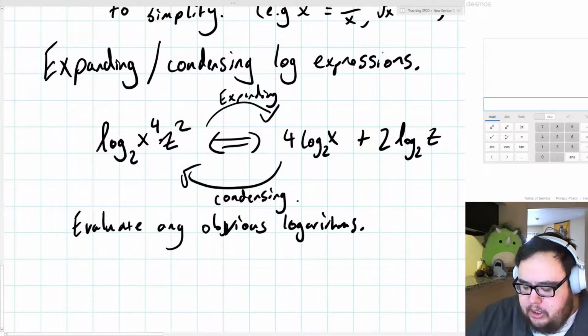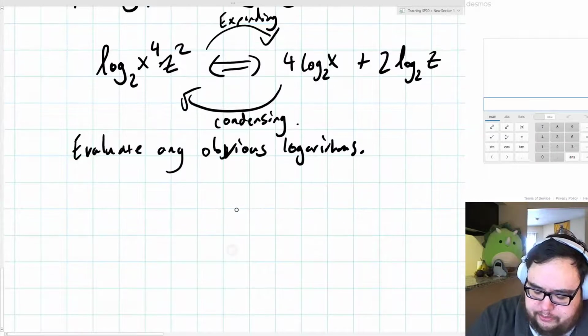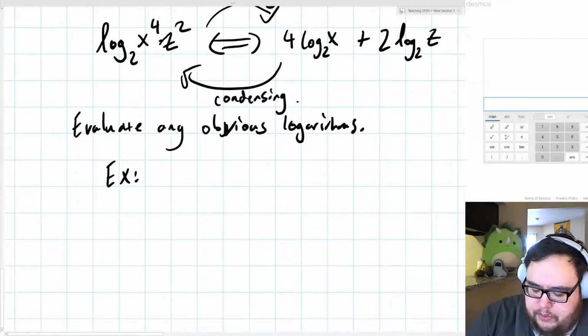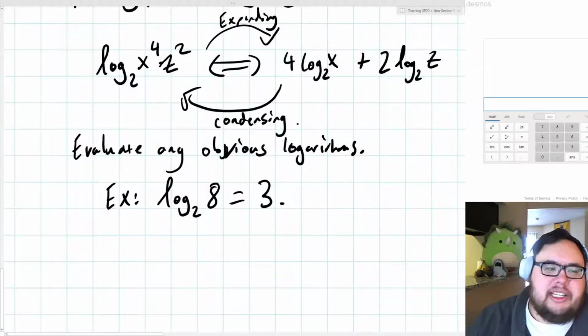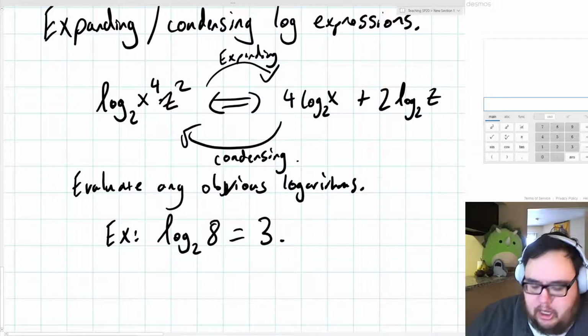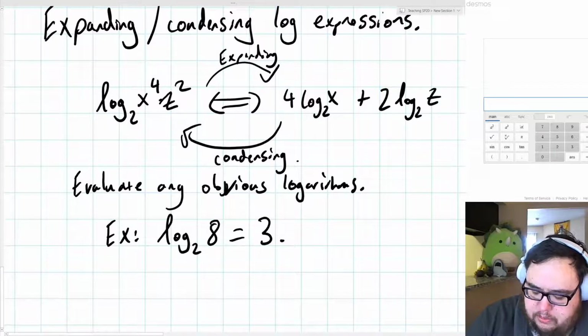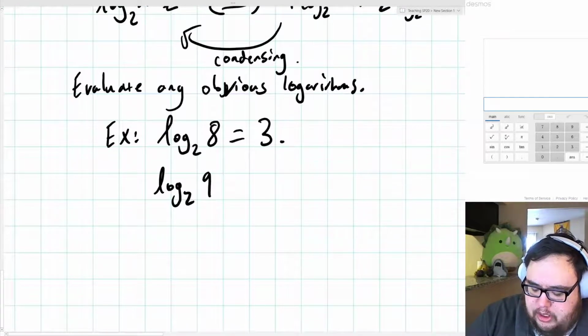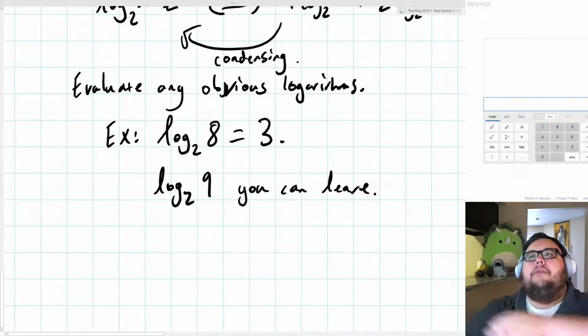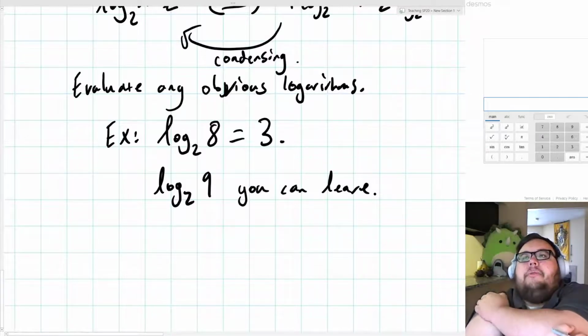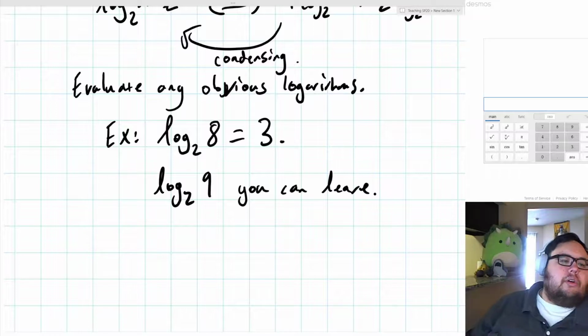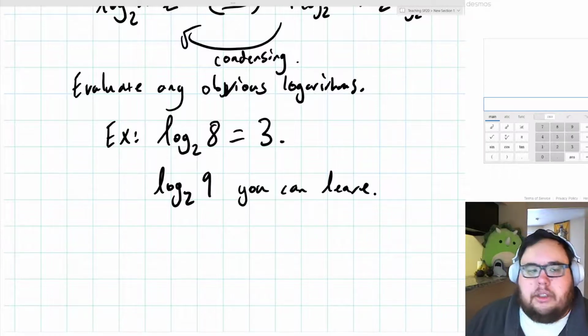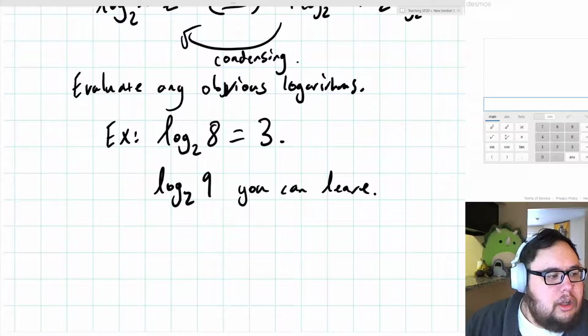What I mean by that is, for example, if you have log base 2 of 8, that's 3. So don't just leave it as log base 2 of 8, you should write it as 3. However, log base 2 of 9 you can leave. There's not some really nice way to write log base 2 of 9 as a nice number. It's a really long gross decimal, so don't worry about writing it as a number. You can just leave it in the logarithmic form.